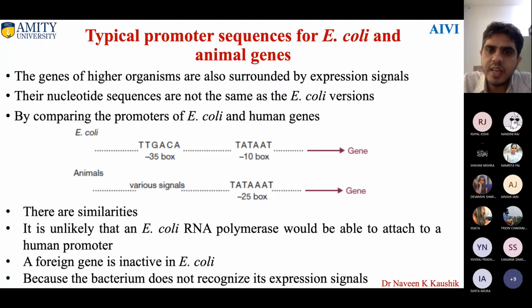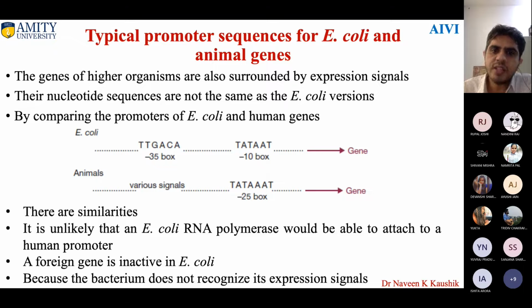So these are the TATAAT, that is the -10 sequence located in your E. coli, and -35 is going to be located at TTGACA. To this we call the Pribnow box. So the TATA box or the Pribnow box, we are going to call it the promoter sequences.